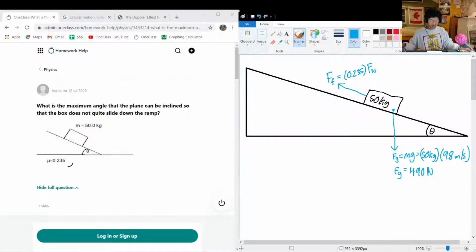Yeah, and the next force that we need is a normal force. Our normal force will be like this. So this is Fn for F normal. And the normal force has to be perpendicular to the ramp. So this is perpendicular.